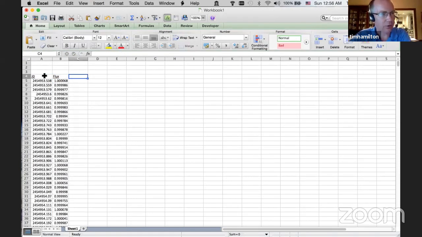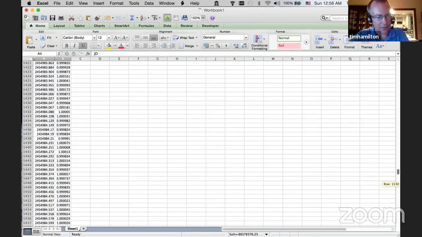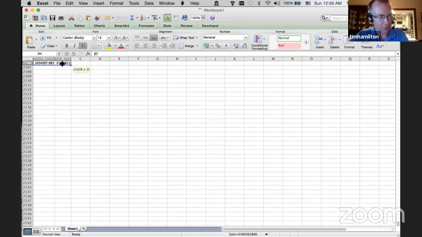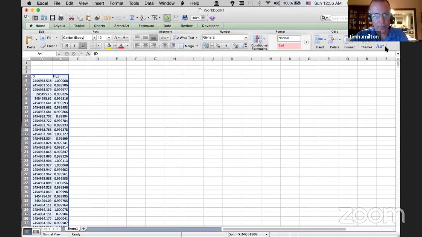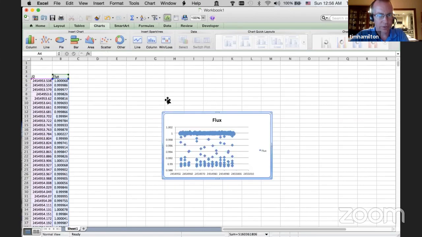Okay, let's take a look at how this appears first. So in Excel, I'm going to scroll down. I'm going to highlight the entire set. In TopCat, you don't need to do this because you have only the 2 columns. So it knows that that's what you're going to plot. And you want to make a scatter plot. Okay, so for this, I have to go to Charts and mark Scatter.